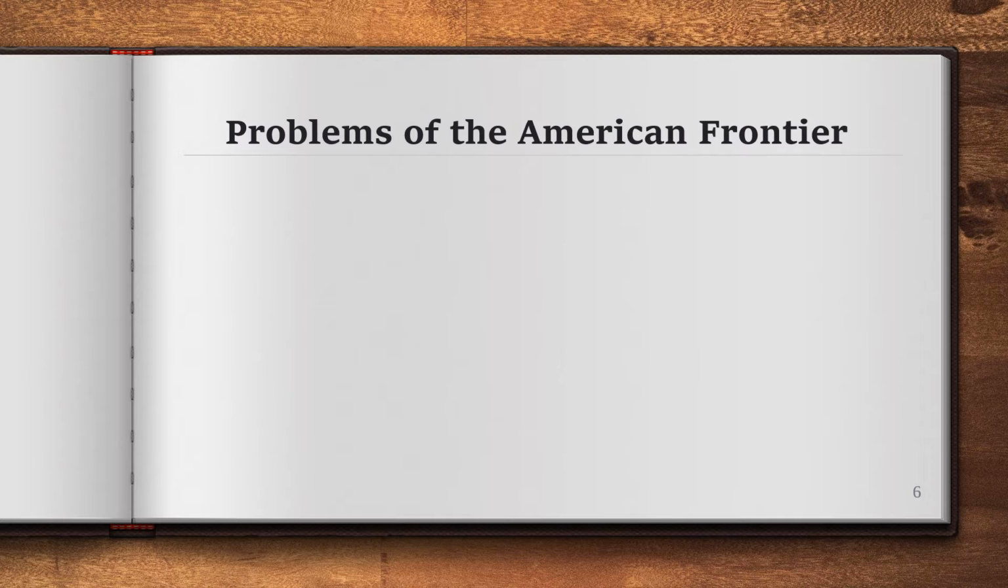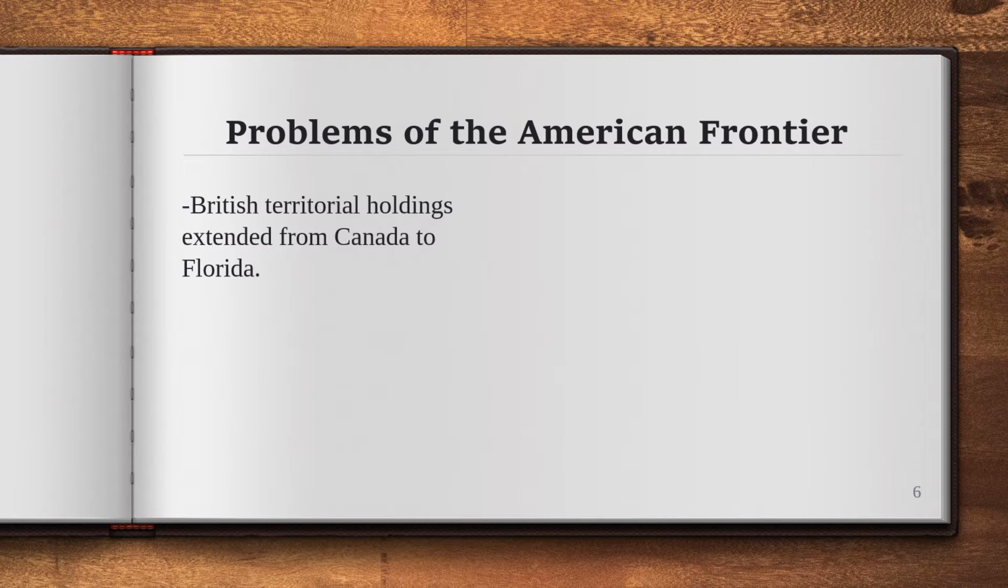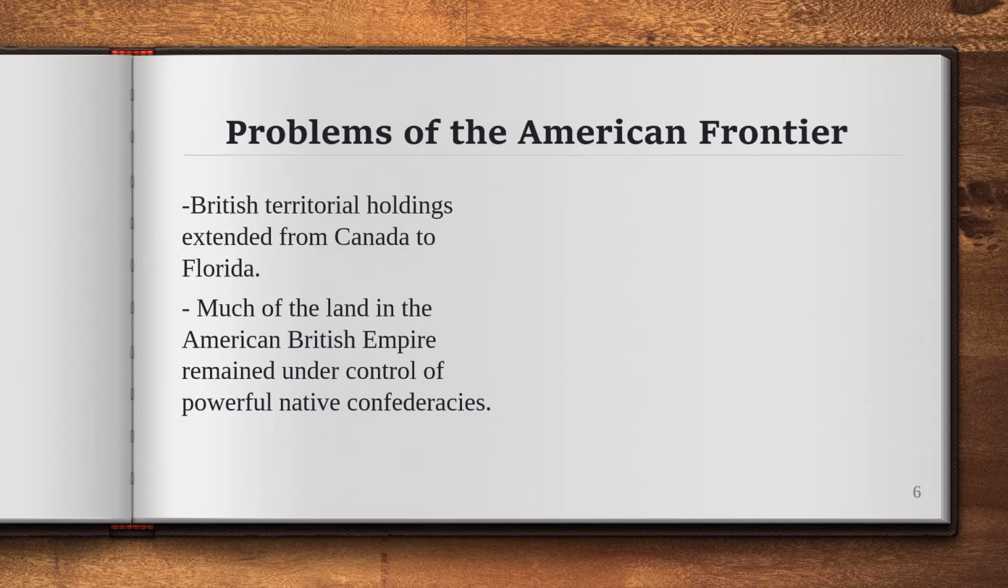After the war, Britain claimed a huge expansion of territory. Because of the Treaty of Paris, the existence of French territory, commonly known as New France, disappeared. So because of that, British territorial holdings extended from Canada to Florida. Because of that, the British military focused on maintaining peace in the King's enlarged territories. On the other hand, much of the land in the American British Empire remained under control of powerful native confederacies, and it made claims of British mastery. Besides, Great Britain also maintained 10,000 troops in North America to guard the borders, especially when there was a possibility of attack from enemies.